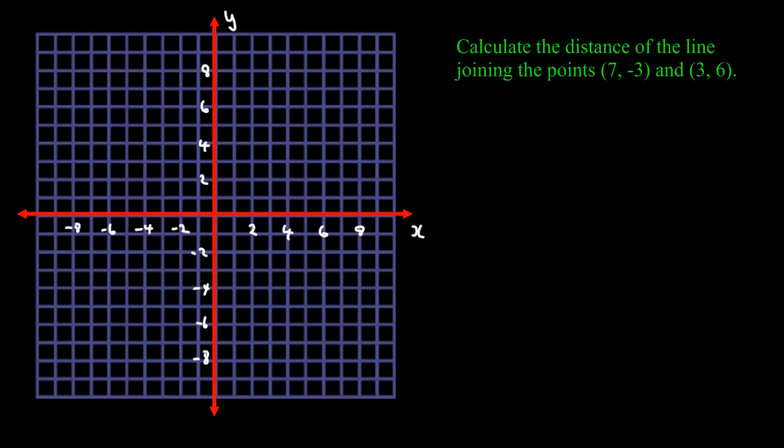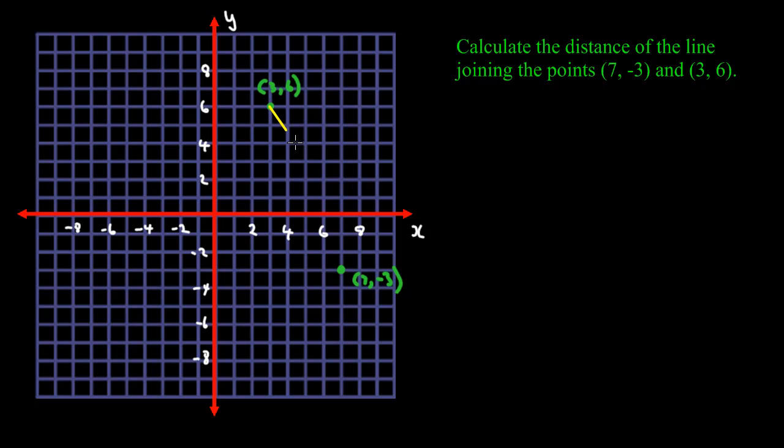Let's plot these points. This is 7 and minus 3. So here on the x-axis we go to 7 and then down to minus 3. And I'll just write that in there, 7 and minus 3. And the other one is 3 and 6. So there's 3 on the x-axis and then we go up to 6 on the y-axis. And we'll mark that one in as well, 3 and 6. And we'll join the lines together.